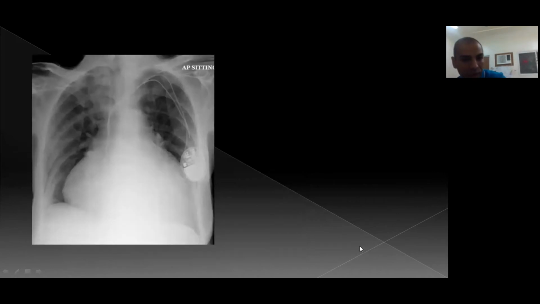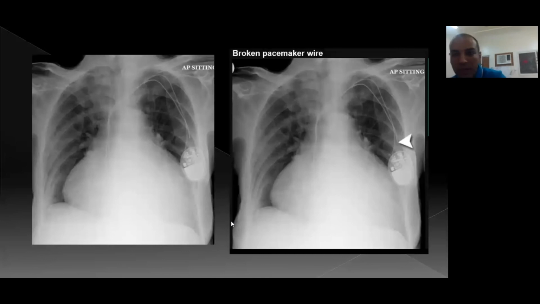We have here a large cardiac shadow, and we have a pacemaker. We have two electrodes for the pacemaker, but actually one of the electrodes is fractured or interrupted, one of the most common complications of pacemakers. Here, a broken pacemaker wire.